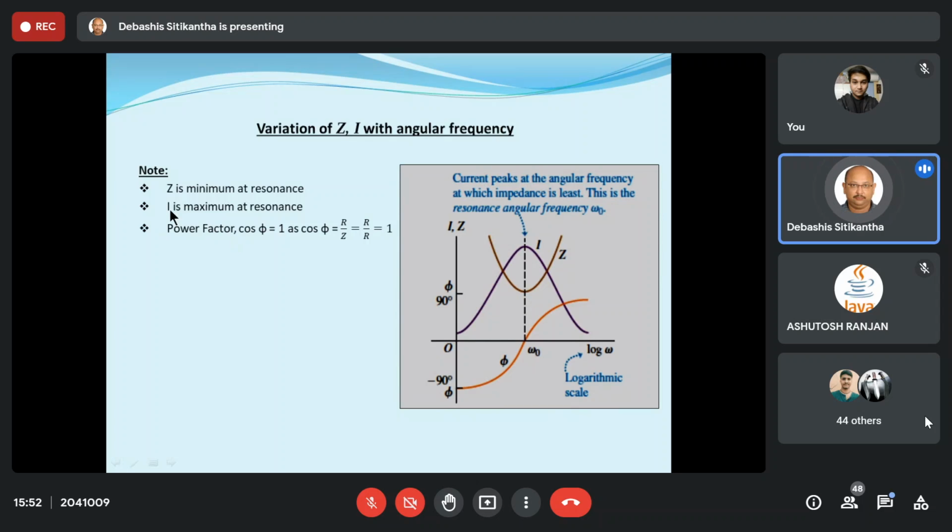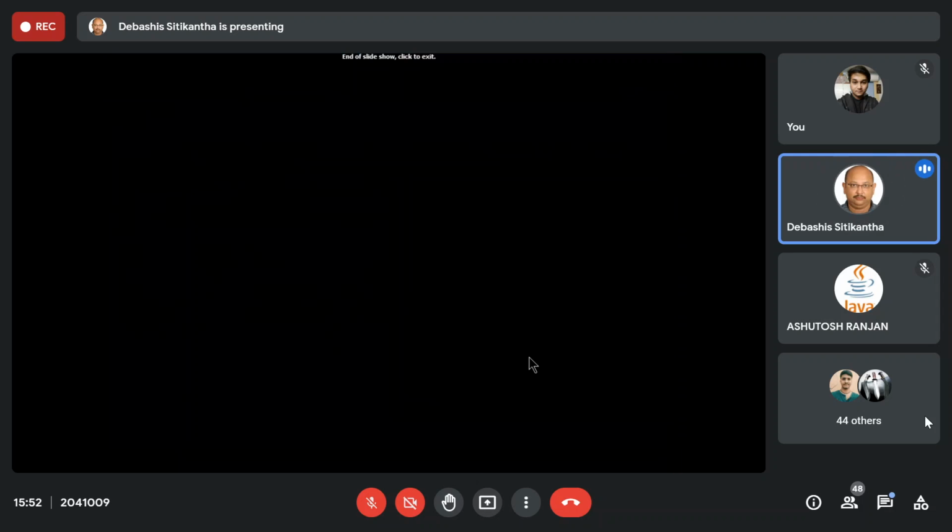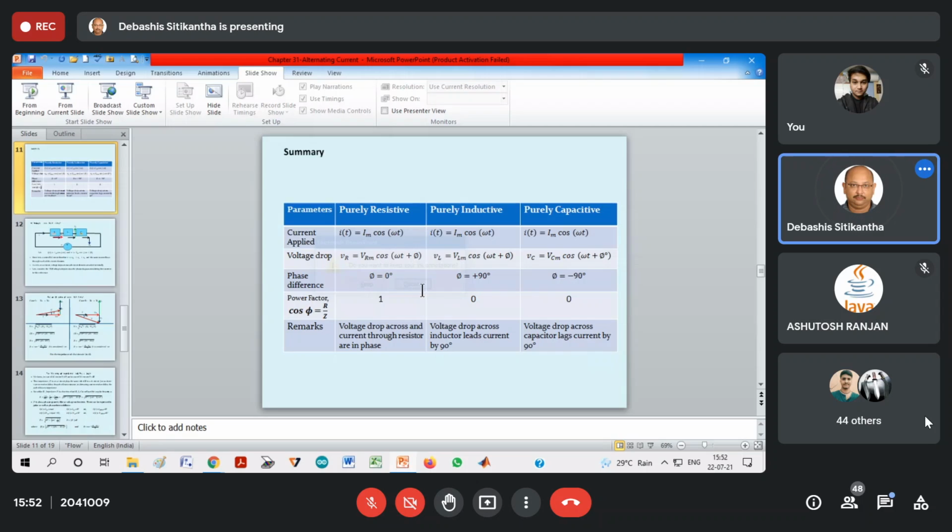Similarly, if Z is minimum, I is definitely going to be maximum. So you can see the maximum value of I occurs at omega 0. And the best thing is that at resonance, the power factor is 1, because Z minimum is equal to R. So it becomes a purely resistive circuit. So at resonance frequency, or at the resonating condition, the impedance of the entire circuit becomes purely resistive. With this, we come to the end of this chapter, and this is also my last class.